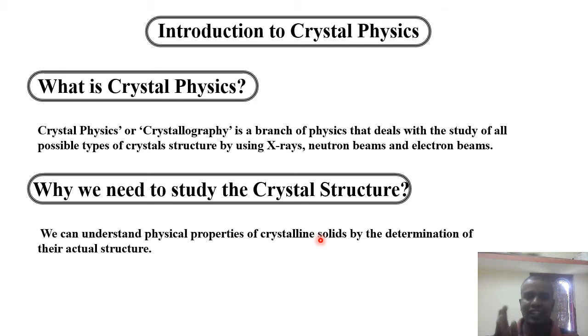For collecting light, we use detectors, the crystals as detectors. So that's why we need to study the crystal structure. Without that, these two things are impossible. In the next slide, we are going to study how crystals are used as a source as well as a detector.